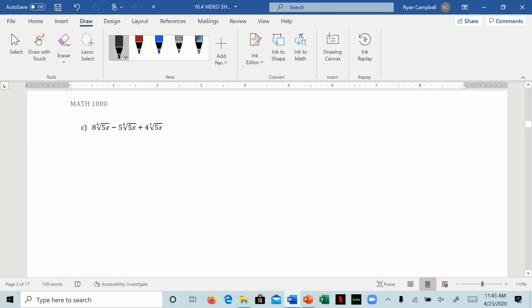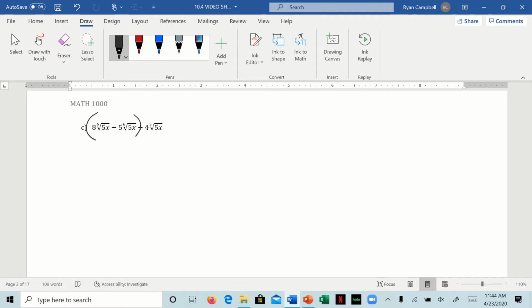Part C. So we get 8 times the 6th root of 5x minus 5 times the 6th root of 5x plus 4 times the cube root of 5x. So notice all the radicands are 5x, totally good, except all the indices are not the same, right? We have indices of 6 and 6 and 3. Which means that these are the only two that we can combine. We cannot combine the cube root.